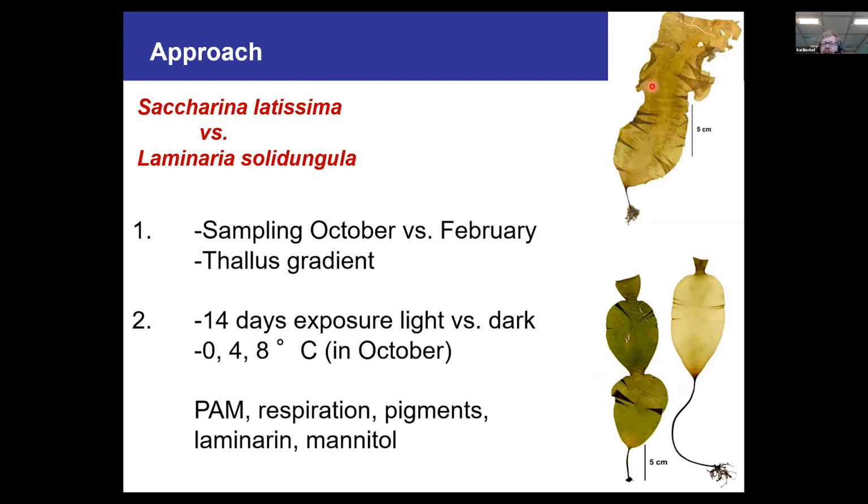We were actually doing 2 things. We were just sampling plants in October, just before the polar night, and in February towards the end of the polar night, and then taking samples from different parts here of the plant. And we conducted an experiment where we were exposing the different plants for 14 days, either in the light or in the dark at different temperatures.